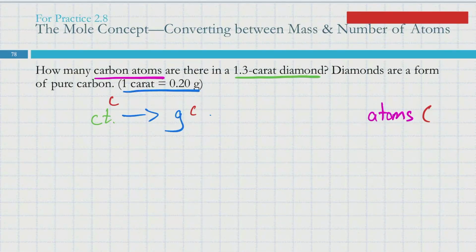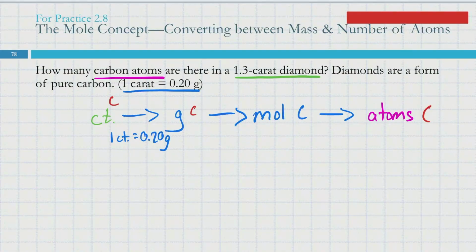What can we do from grams of carbon? Where can we go from there? Yeah, we can go to moles of carbon. Can we get from moles of carbon to atoms of carbon? Yes, we can. So our first step, 1 carat equals 0.20 grams.